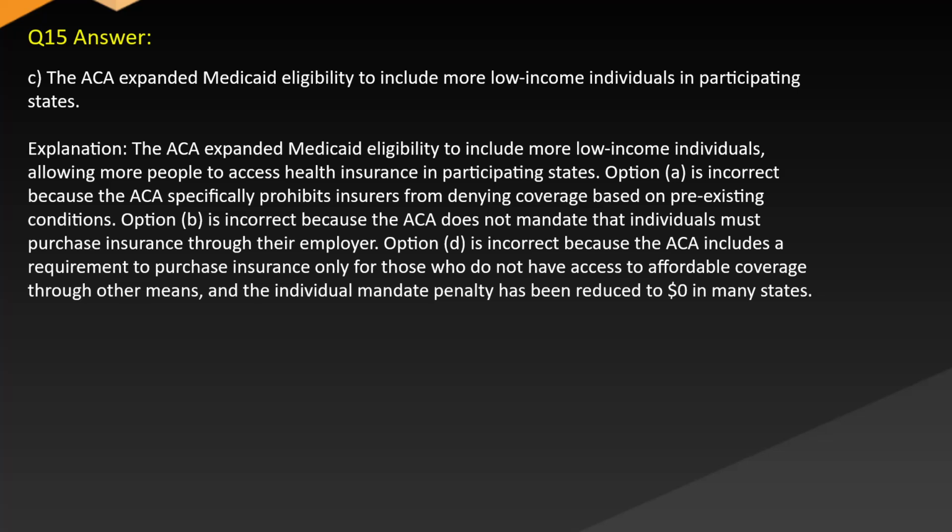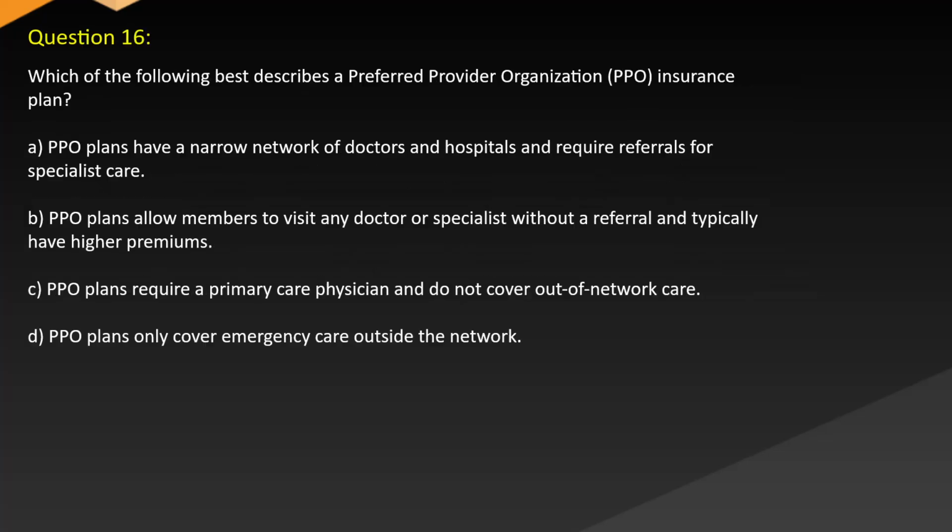Option D is incorrect because the ACA includes a requirement to purchase insurance only for those who do not have access to affordable coverage through other means, and the individual mandate penalty has been reduced to $0 in many states. Question 16. Which of the following best describes a preferred provider organization (PPO) insurance plan? A. PPO plans have a narrow network of doctors and hospitals and require referrals for specialist care. B. PPO plans allow members to visit any doctor or specialist without a referral and typically have higher premiums. C. PPO plans require a primary care physician and do not cover out-of-network care. D. PPO plans only cover emergency care outside the network.